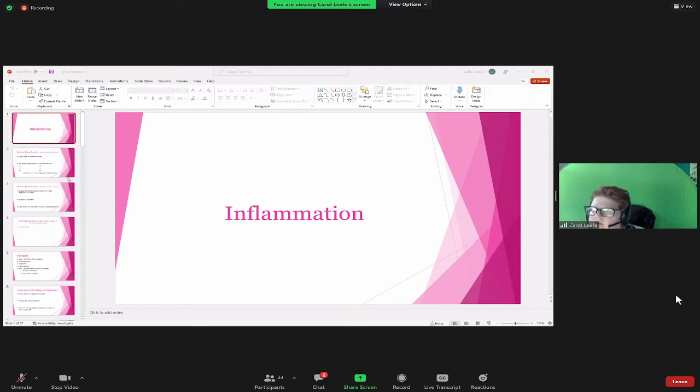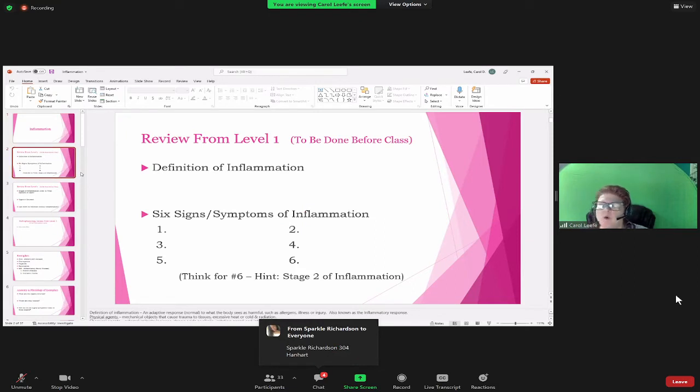All right, so this is inflammation, guys. So the review from either level 1 or previously learned knowledge. What is the definition of inflammation?